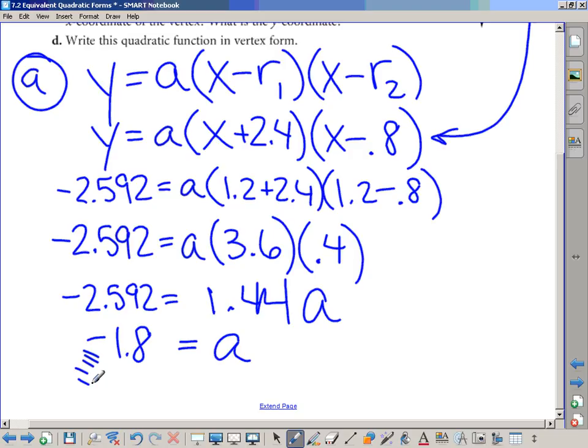So now we know that the equation is negative 1.8 times x plus 2.4 times x minus 0.8. That's the equation in factored form.